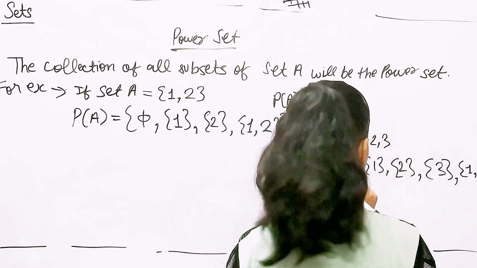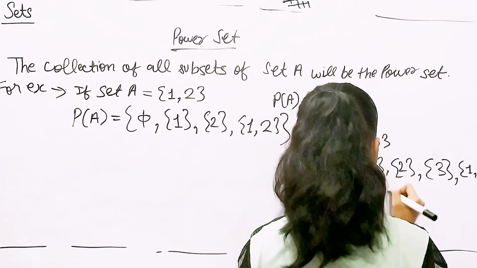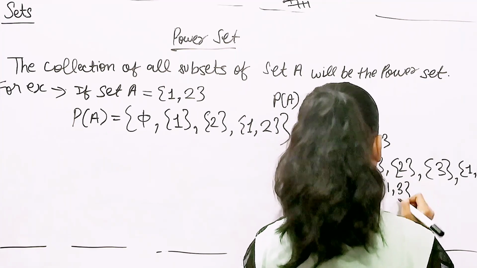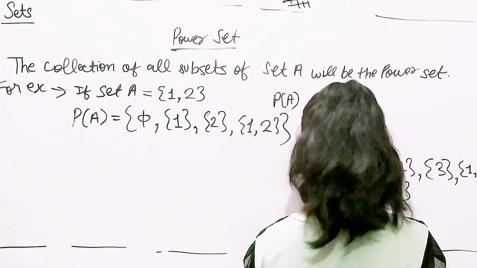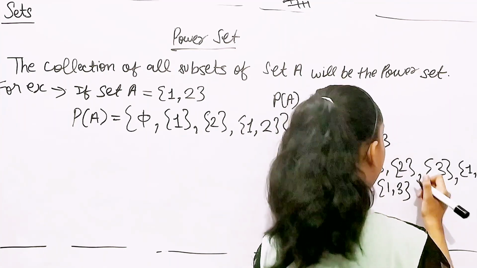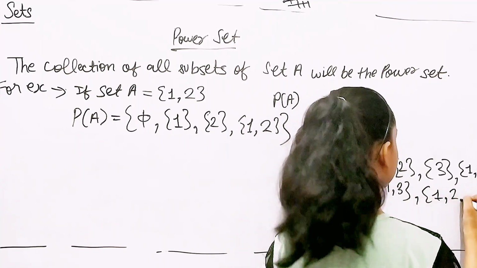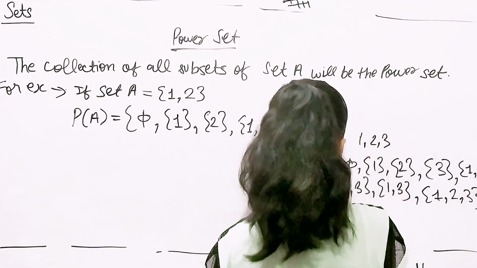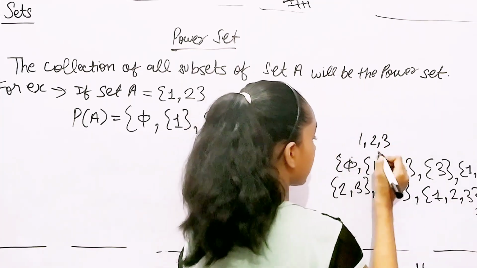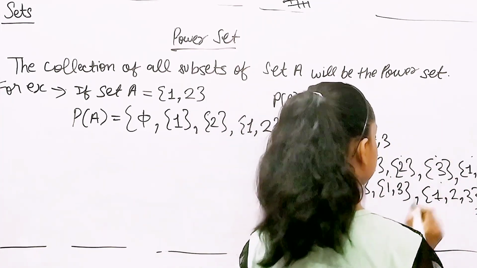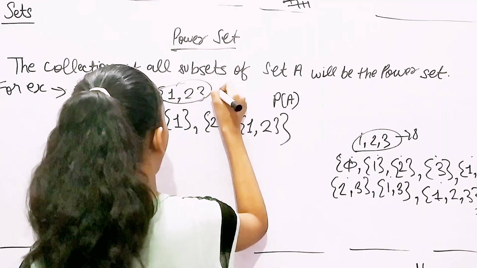Then we're going to have {2, 3}. Then we're going to have {1, 3}. These could be all the possible pairs. Then all three, {1, 2, 3}, because every set is a subset of itself. So we'll have these elements. Okay, so it has 1, 2, 3, 4, 5, 6, 7, 8. So it has 8 elements, while the previous one had 4.